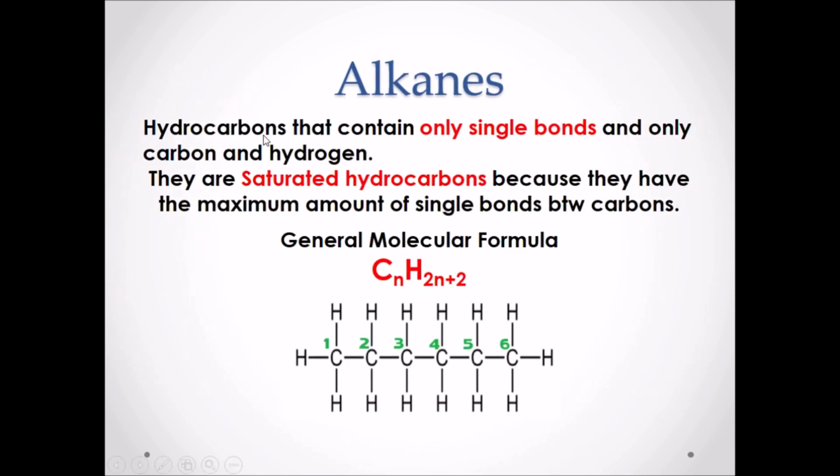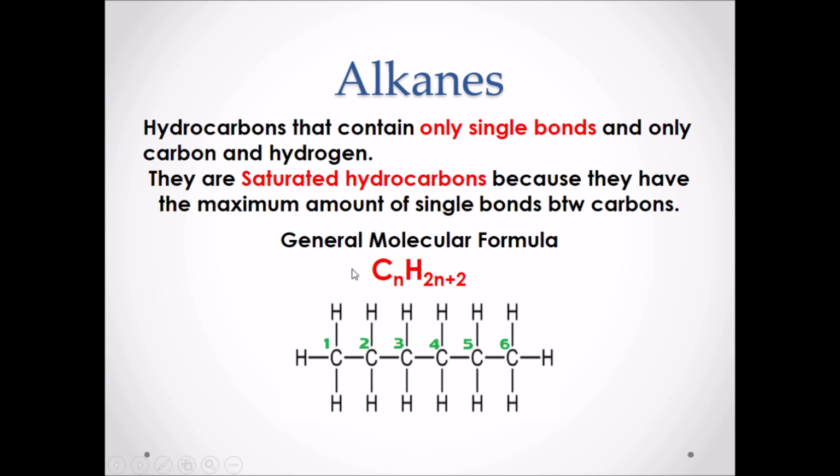Alkanes are hydrocarbons that contain only single bonds and only have carbon and hydrogen atoms. They are considered saturated hydrocarbons because they have the maximum amount of single bonds between carbons. The illustration below represents an alkane because the bond between each carbon is a single bond.